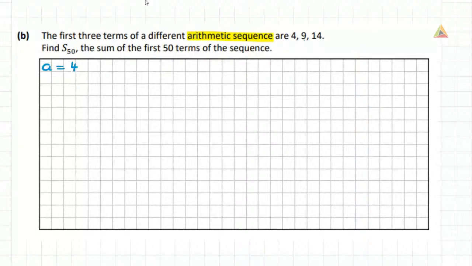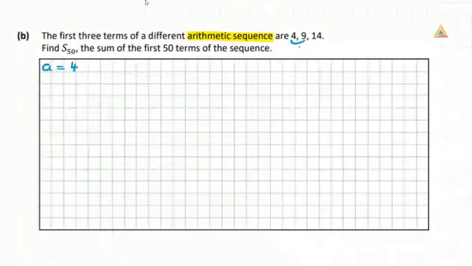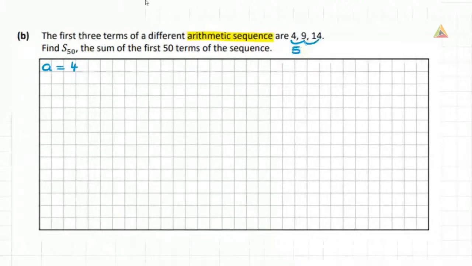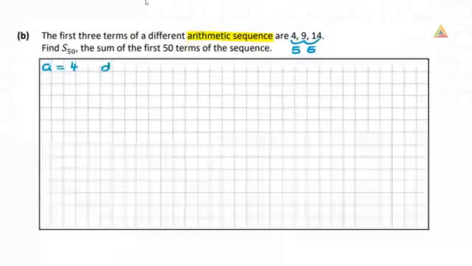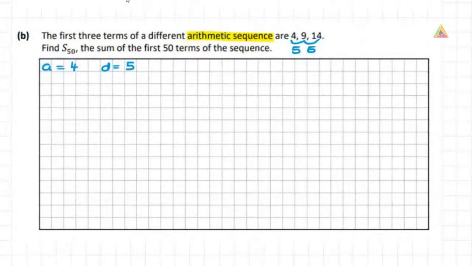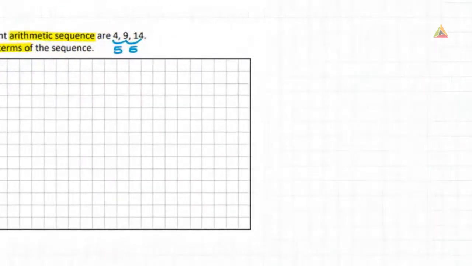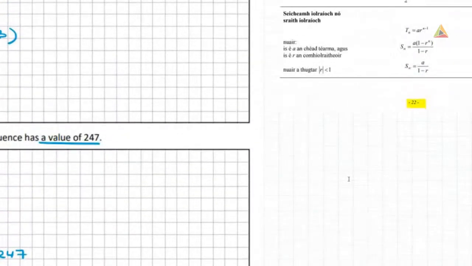And we're going to look at our differences. So 9 take away 4 is 5. 14 take away 9 is 5. So my common difference is 5. And this time it says find the sum of the first 50 terms, and it gives me this little clue here of S50. So again, I'm going to go back to my tables on page 22, and we're going to look for our second formula.